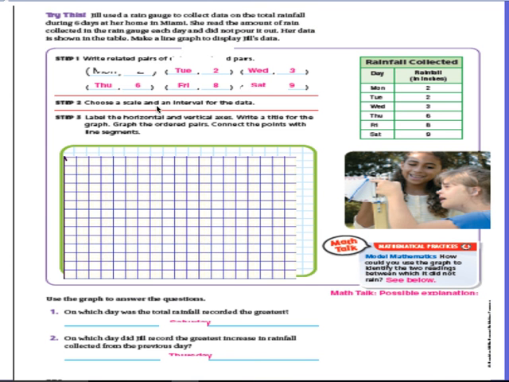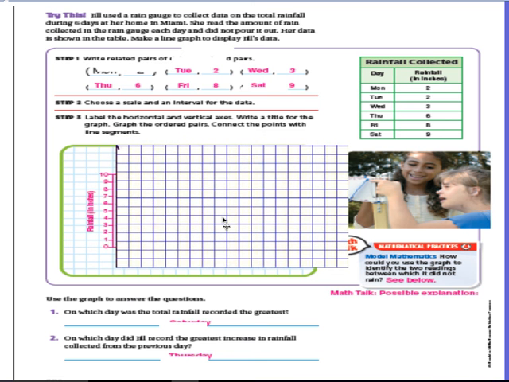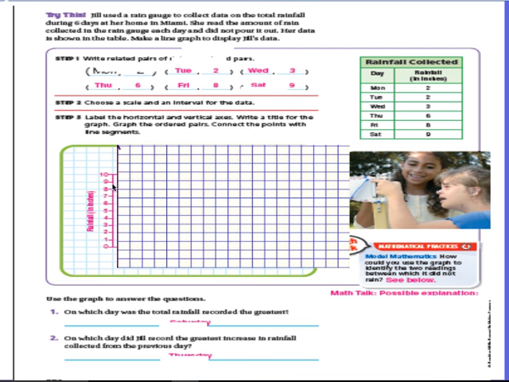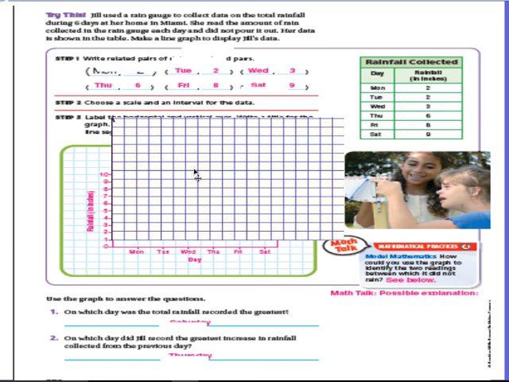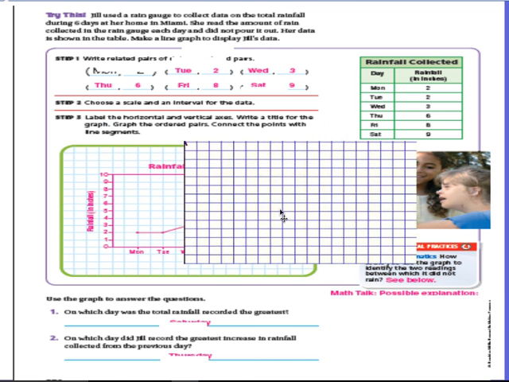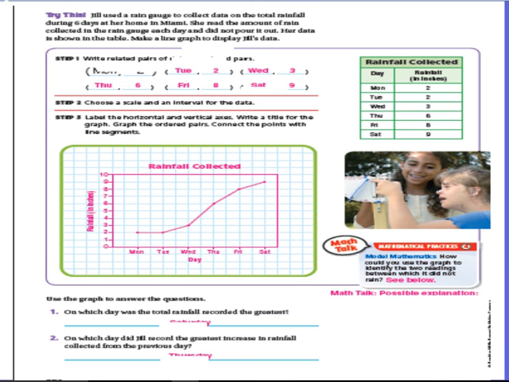Okay, choose the scale and intervals. So now if I look, I start at 2, I end at 9. I don't know, what do you think, guys? 0 to 2, or 0, and then each one up. Label rainfall. That's on your y-axis. And the days of the week are on your bottom. Okay, now record your data. Once again, I just put dots.